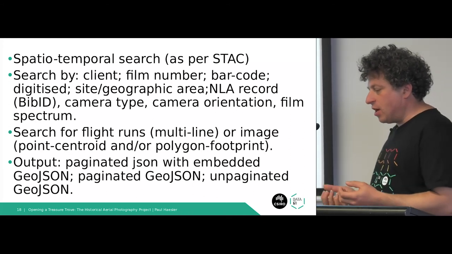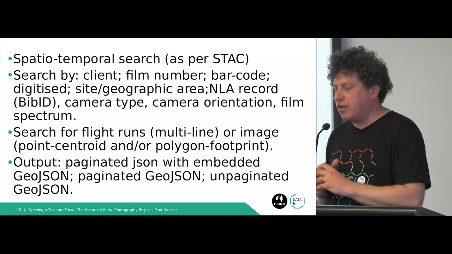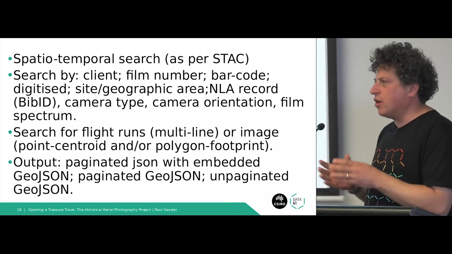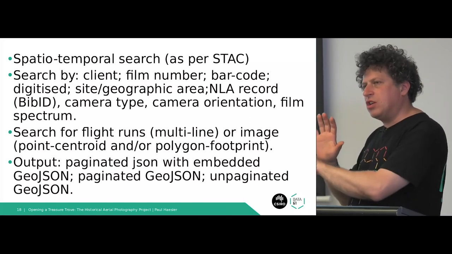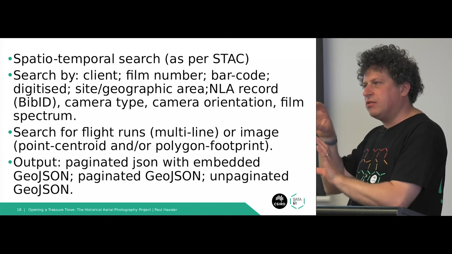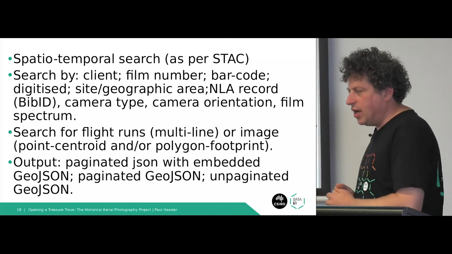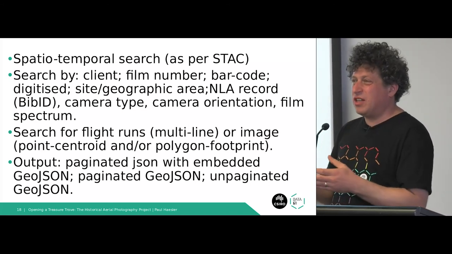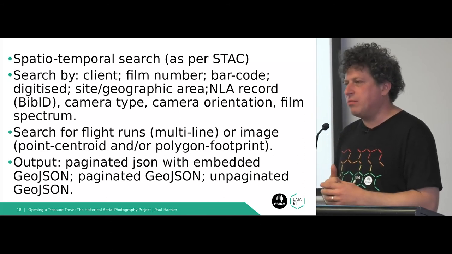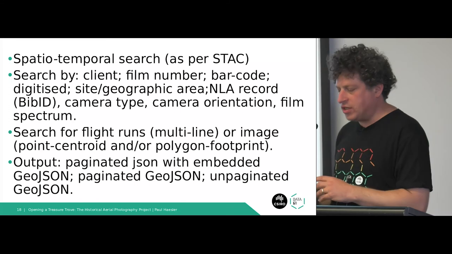The output is mostly paginated JSON, which is what Django REST framework spits out. So you can either have a JSON with GeoJSON embedded in it, or you can just have a GeoJSON object with all the metadata in the properties field. And I do currently have an unpaginated option. It's a lot more expensive and takes a lot longer because you're pulling more data back, but it makes it a lot easier to do things like drop in Terrier for doing quick demos.